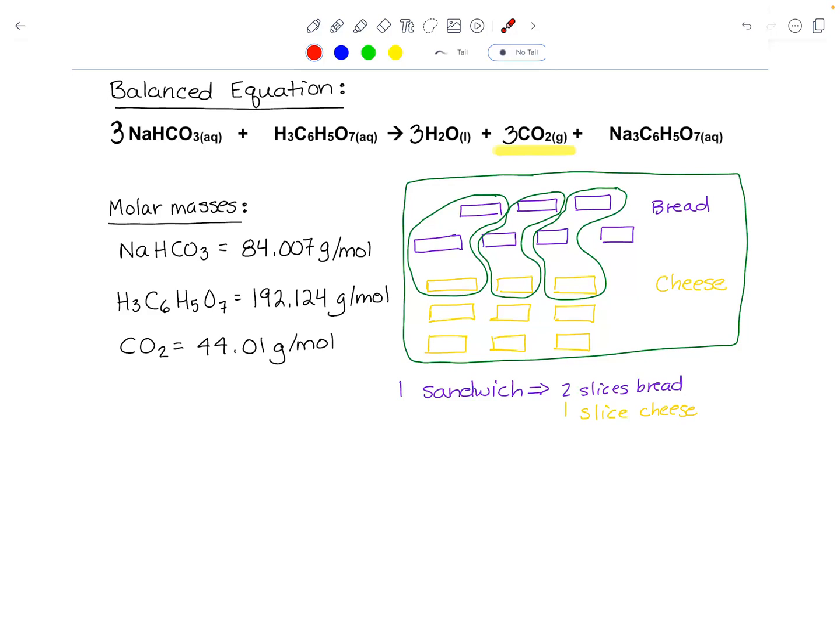In this case, the thing that is limiting how many sandwiches I can make is the bread. I run out of bread before I'm going to run out of cheese. So if I had 1 more piece of bread here, I'd be able to make 1 more sandwich, but then I'd still have a lot of cheese left over. So in this example, bread is what we would consider the limiting reactant.